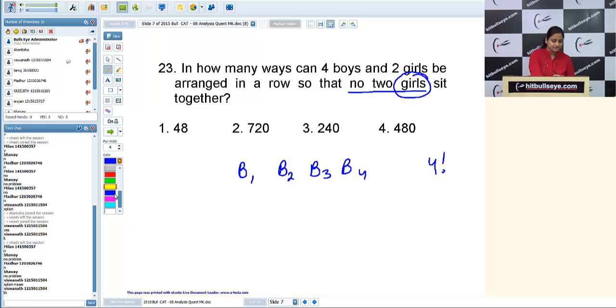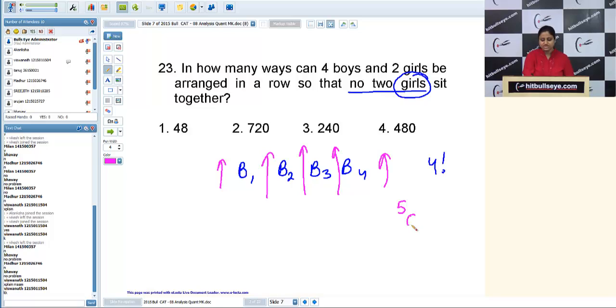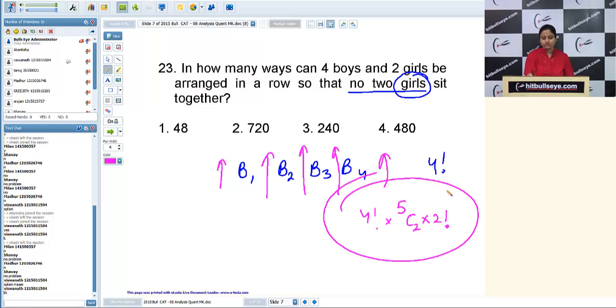And now for girls, these places are acceptable, permissible. How many places are there? There are 5 places. And out of those 5 places, we want to take 2 and we want to arrange 2 girls. That's why the complete answer will be this: 4 factorial into 5C2 into 2 factorial. Is it okay, guys?